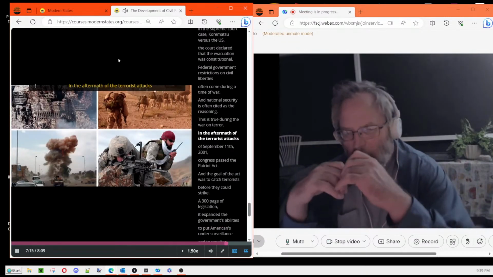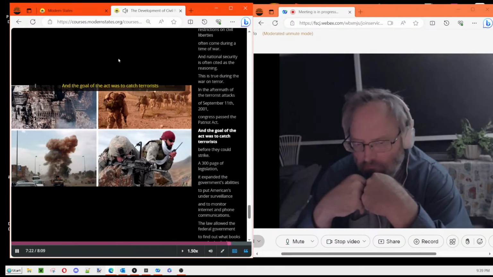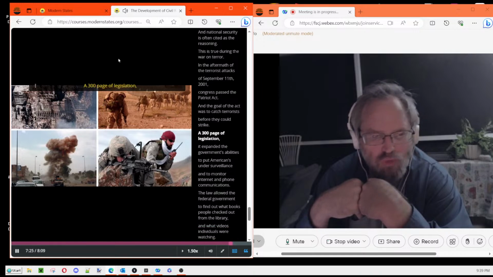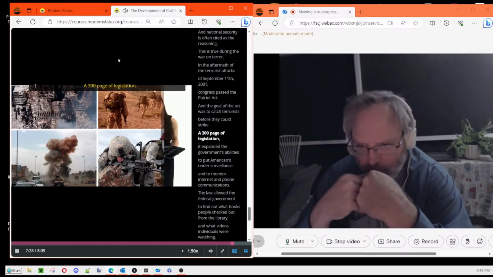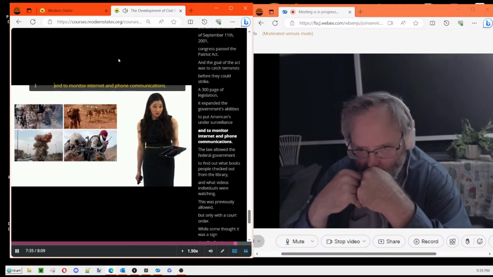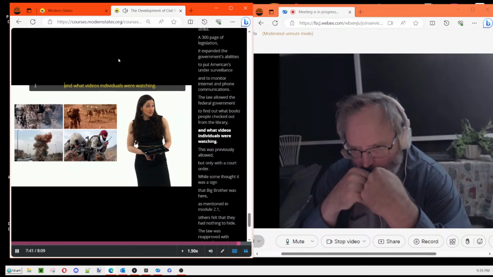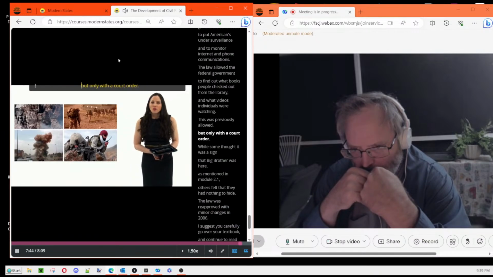In the aftermath of the terrorist attacks of September 11, 2001, Congress passed the Patriot Act. The goal of the act was to catch terrorists before they could strike. A 300-page piece of legislation, it expanded the government's abilities to put Americans under surveillance and to monitor internet and phone communications. The law allowed the federal government to find out what books people checked out from the library and what videos individuals were watching. This was previously allowed, but only with a court order.